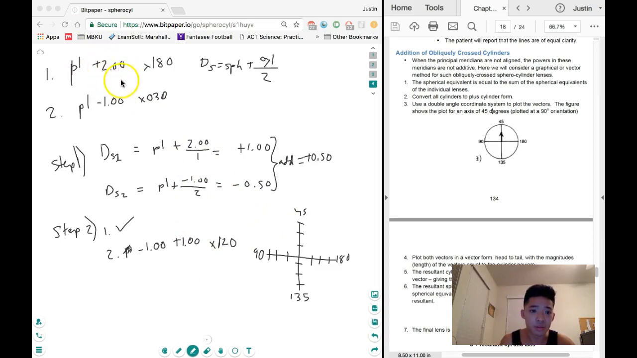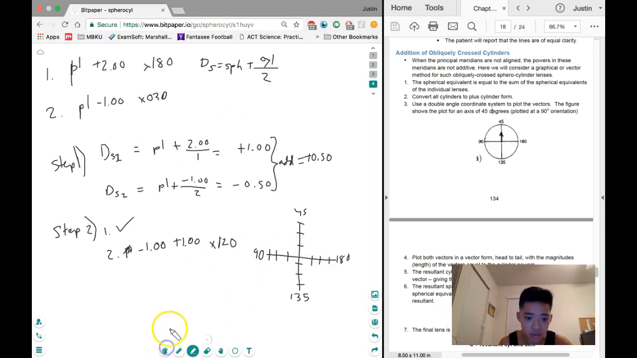The first cylinder was a plus 2 at 180, so that's the first vector. I'm going to use a different color. This is the value of 2, because 2 hash marks, and so that's number 1. Then I'll plot number 2, which was also a plus 1 at 120. This is why you want to use this.